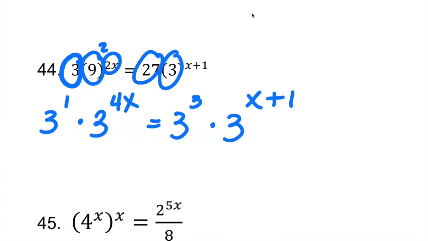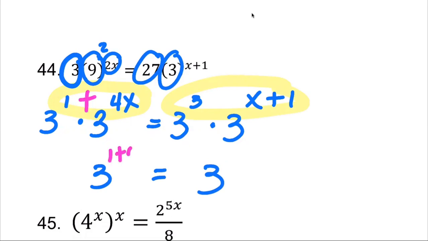Then the only way that you can set the exponents equal to each other on both sides is if you just have 1 3 on the left and 1 3 on the right. So to combine these on either side, you're going to add them together. So I'm going to take 1 plus 4x. And on the right, I'm going to take 3 plus x plus 1, which would end up being 4 plus x if I combine my like terms.